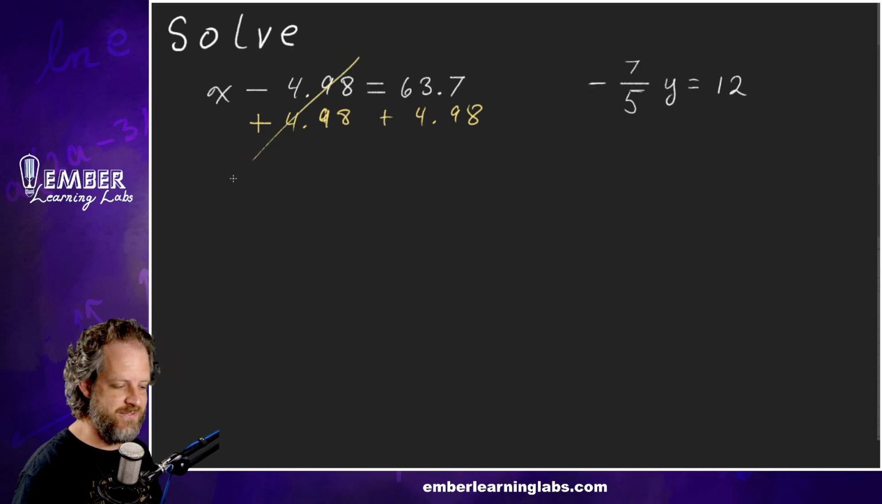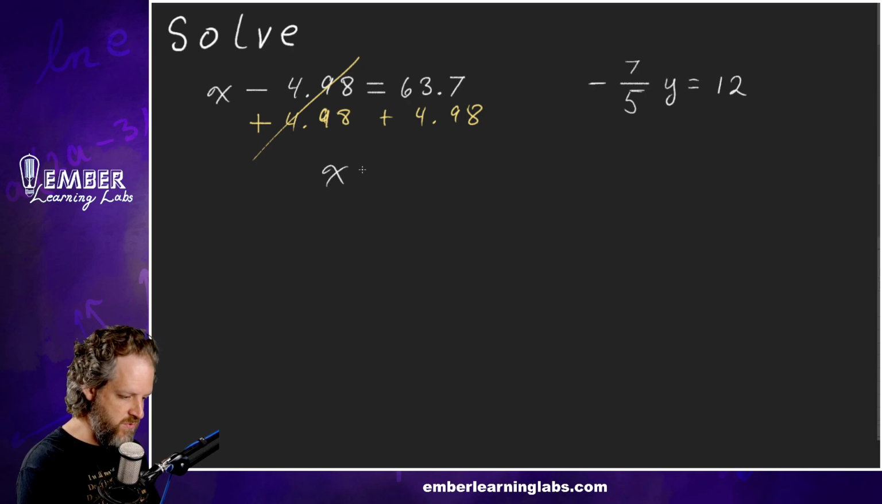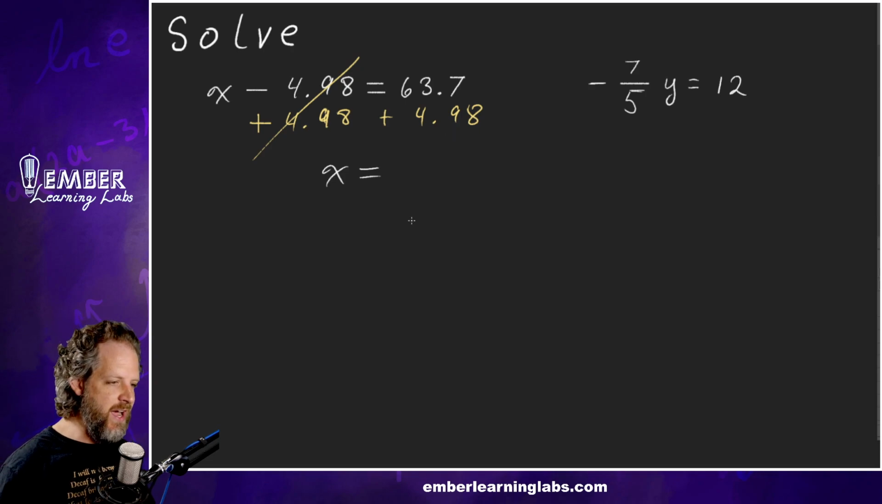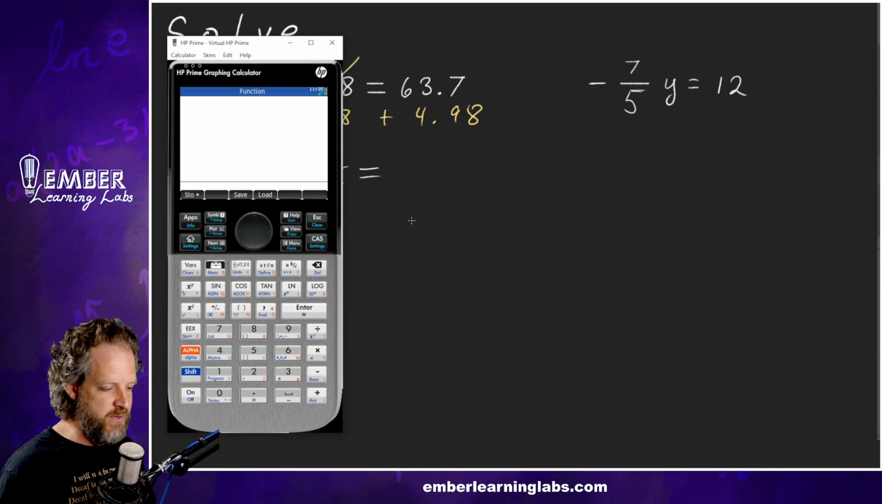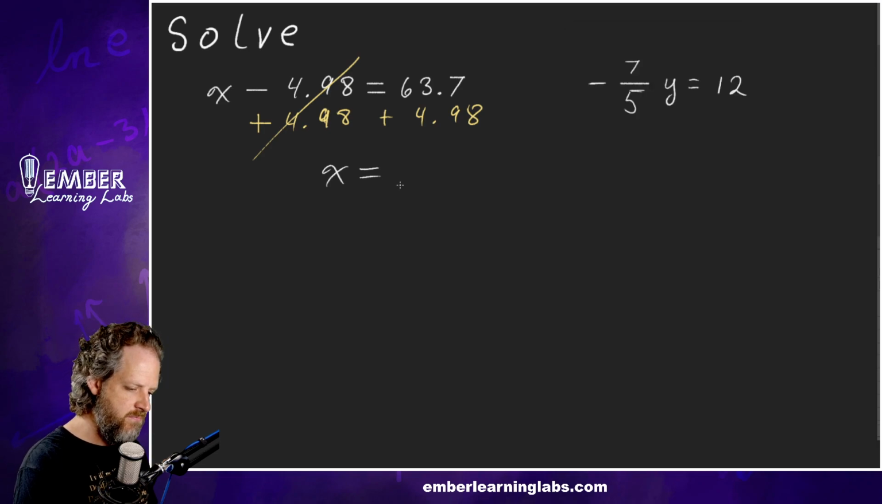So these two cancel, leaving us with just an x on the left side, which is great. That's our goal. 63.7 plus 4.98. You could, of course, do that by hand. You could also do that on the calculator, which I'm going to illustrate doing. So we're going to put in 63.7 plus 4.98 equals 71.67.